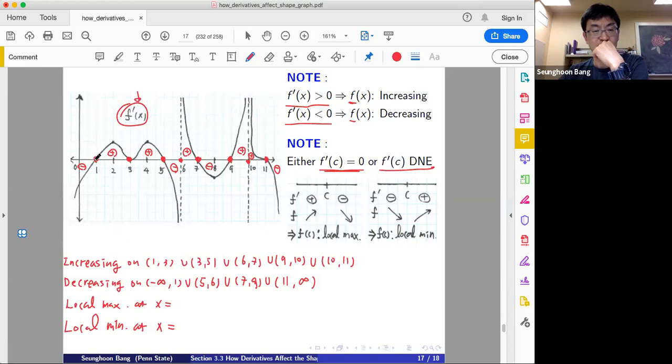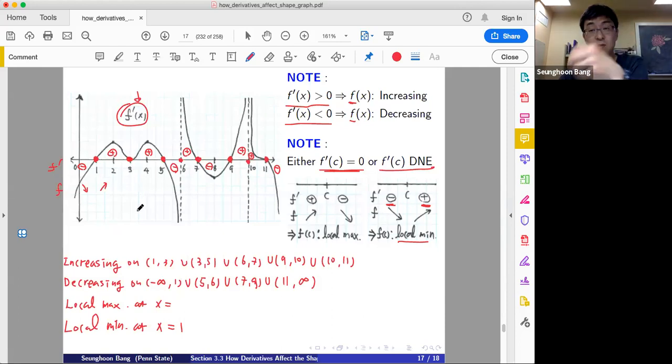At 1, what happens? The sign goes from negative to positive. The graph is decreasing, then increasing, so a local minimum. Here f prime is negative, so the graph is decreasing; from 1 to 2, increasing. The graph is decreasing, increasing: local minimum. Be really careful. What about 3?